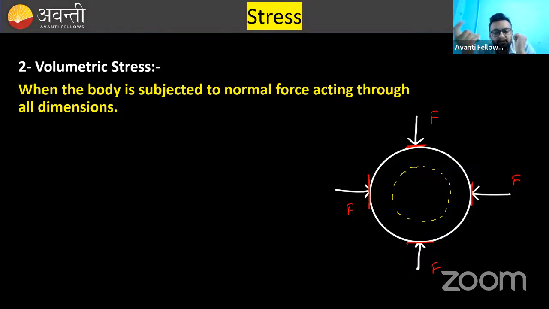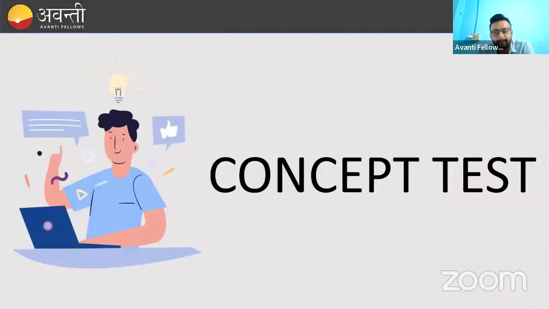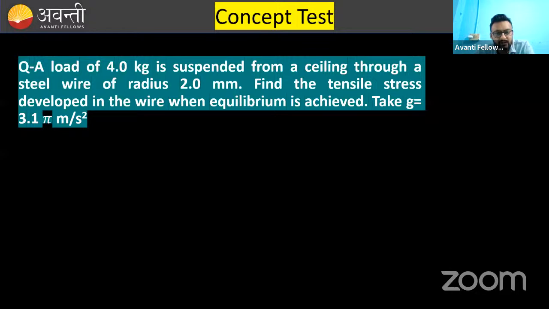Next is volumetric stress. In volumetric stress, what happens? The force is again perpendicular, but perpendicular at every point, and all the dimensions of the body change, like this on your screen. So after the normal study, we will go towards a concept test. Let's try to solve this question that is on your screen.